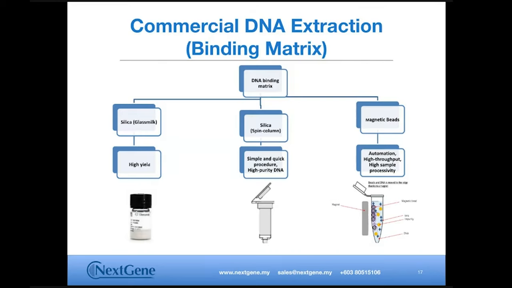The spin column method, on the other hand, is more widely used and recommended for difficult or hard-to-handle samples, especially samples with humic acid. Magnetic beads, on the other hand, are suitable for applications that look into high throughput.